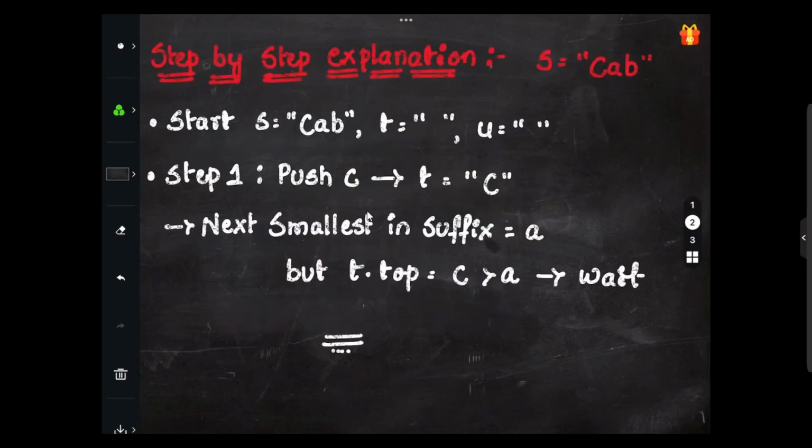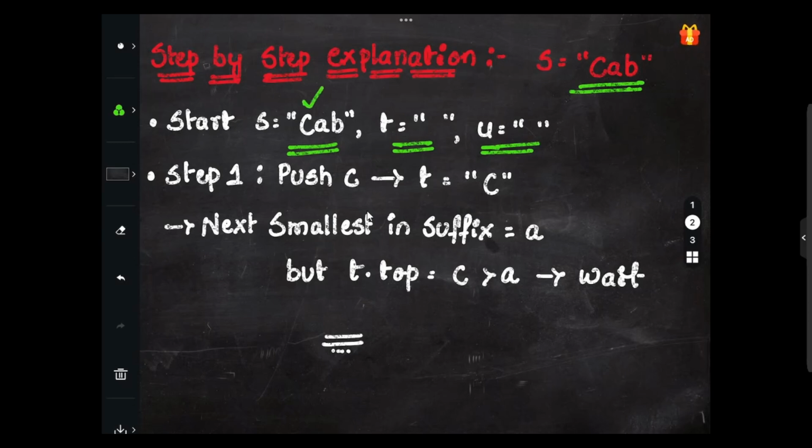So first what we will do, we'll start with s equals CAB, the same input we are considering, right? T and U will be initially empty strings. So the first step is we will push C. We'll be considering the first letter.